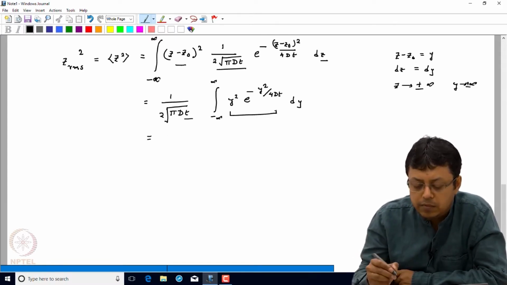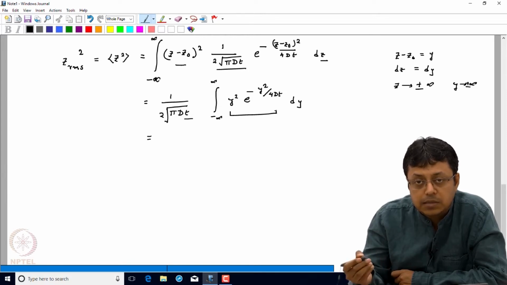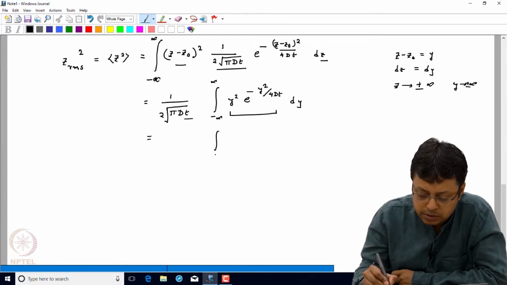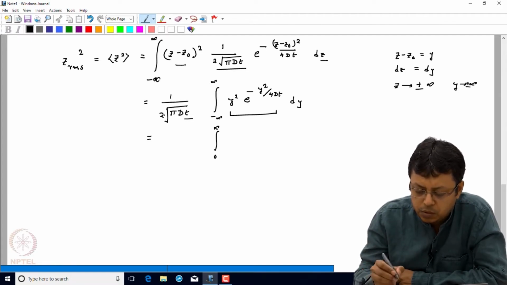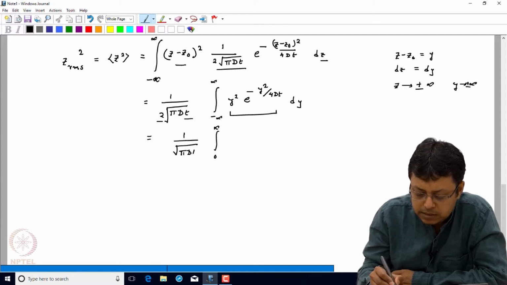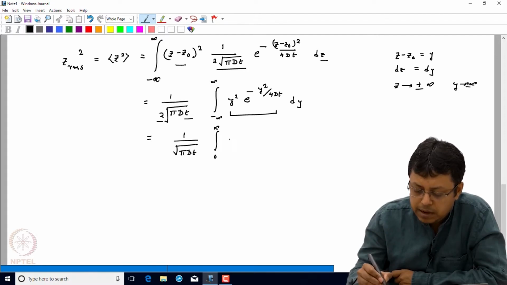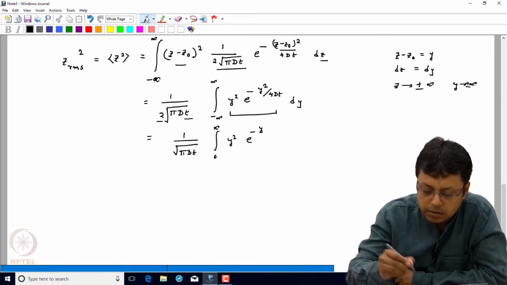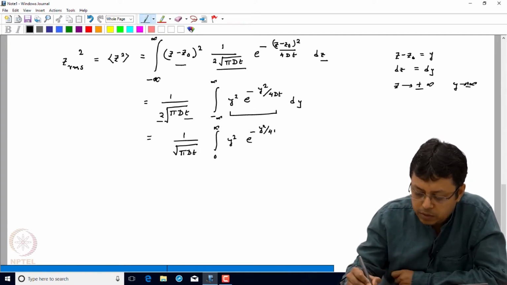So instead of writing the limit as minus infinity to plus infinity, we can write it as 2 times 0 to infinity. So this integration will be 0 to infinity with the additional 2, and that 2 actually gets cancelled with this 2. So we'll have 1 over square root of pi dt, and inside the bracket now I have y square times e to the power minus y square by 4 dt into dy.